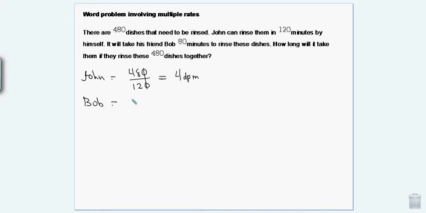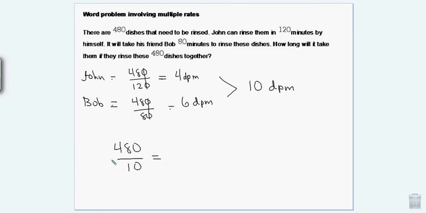Bob can do the same number of dishes in 80 minutes, so he can do 6 dishes per minute. Together, they can do 10 dishes per minute. So if we do the same number of dishes, 480, and we divide it by 10 dishes per minute, it will take them 48 minutes to rinse all of the dishes.